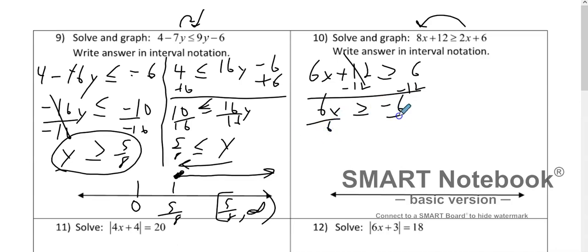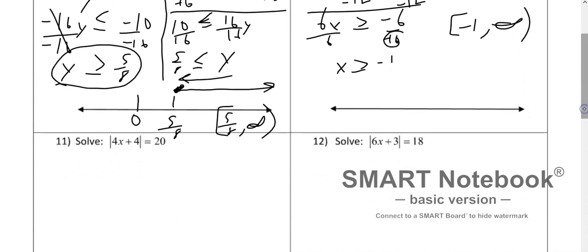Now I'm going to divide by 6. Now, even though I'm dividing negative 6, I don't flip the symbol because I'm dividing by a positive number. So that gives me x is greater than or equal to negative 1. So when I do it in interval notation, it's going to be a bracket again because it's greater than or equal, and it's going towards positive infinity. When I graph it, simply put negative 1, solid dot, towards positive infinity.